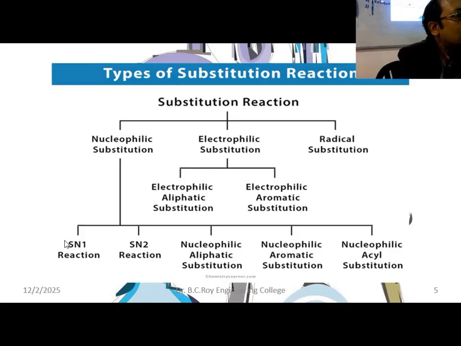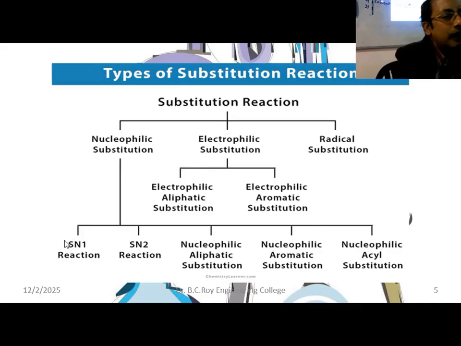Out of these 2 steps, which one is difficult, do we think? The first step is difficult, the second step is easier. The first step is endothermic, the second step is exothermic. That's why the first step is difficult. That is called the rate determining step, RDS.